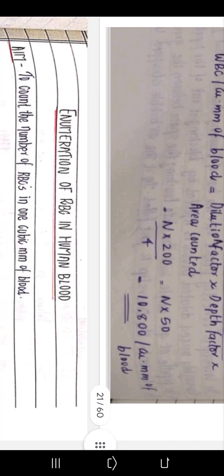So N into 200 by 4 is equal to N into 50. How to do this? WBC per cubic mm of blood is equal to N by dilution factor into depth factor into area counted. Area counted 4, dilution factor 1 by 20, depth factor 1 by 10.